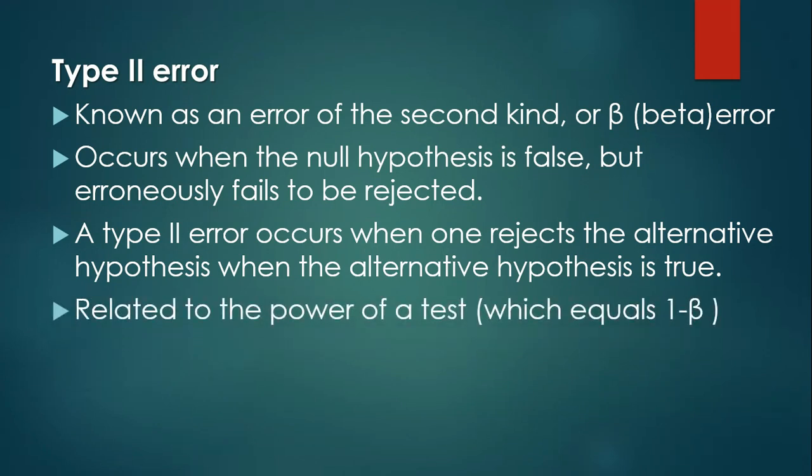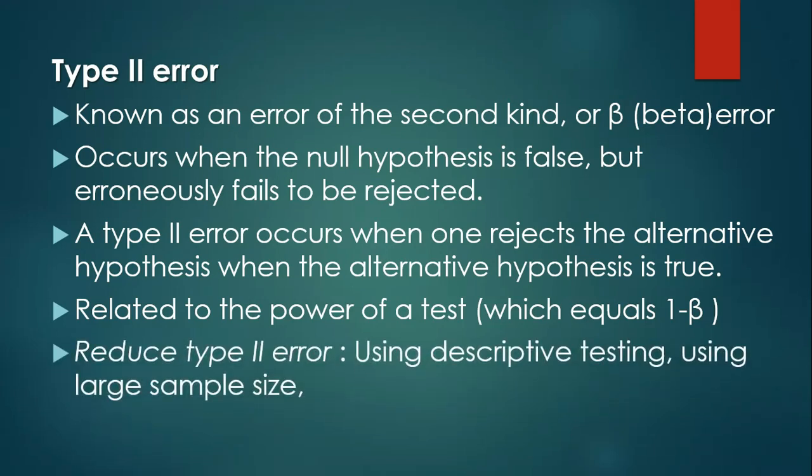The rate of the type 2 error is denoted by the Greek letter beta, also known as beta error, and it is related to the power of a test. We can reduce the risk of committing a type 2 error by ensuring that the test has enough power. This may be possible by increasing the sample size.